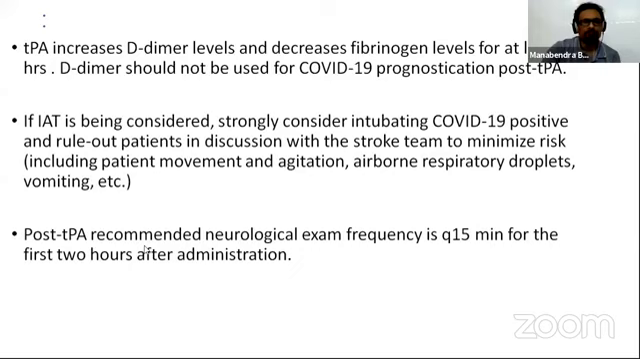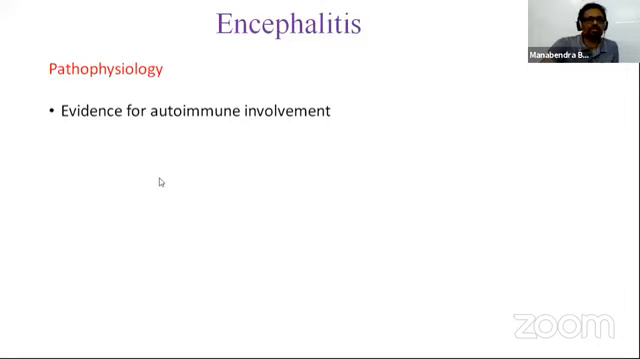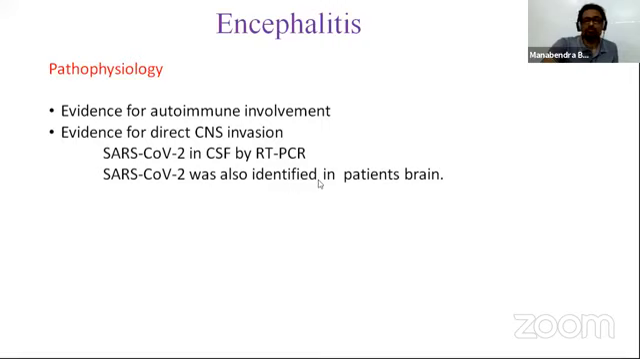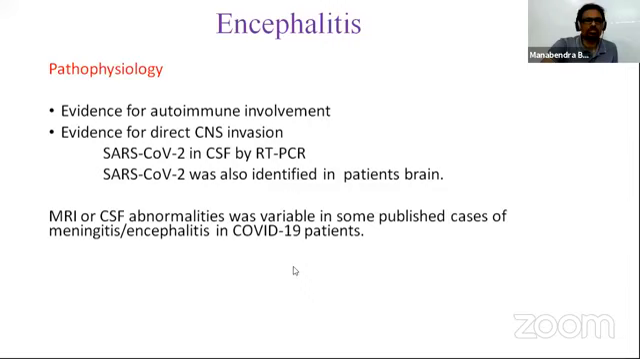And then the encephalitis. Encephalitis has a widespread pathophysiology. It can be autoimmune involvement, or it can be direct involvement with the virus. In encephalitis patients, the scientists found RT-PCR positive in the CSF, and also the RT-PCR test is positive in frozen sections of the brain. So there is evidence of direct invasion. And there are widespread abnormalities in the CSF and MRI.